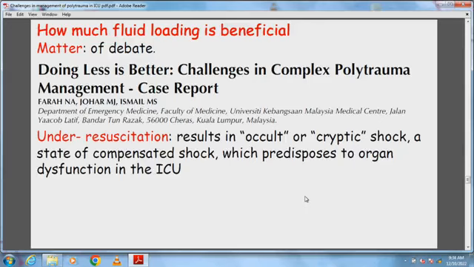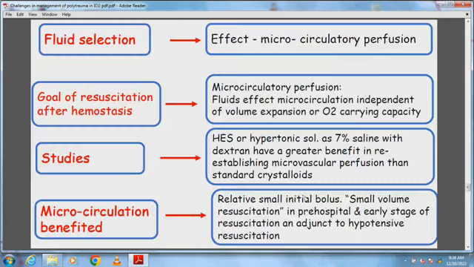This was a case report in which they say doing less is better. But there is also a school of thought that under-resuscitation can result in occult or cryptic shock, and a state of compensated shock can predispose to organ dysfunction in the ICU. Fluid resuscitation also affects microcirculatory perfusion, the goal of resuscitation after hemostasis, independent of volume expansion or oxygen capacity. Some studies recommend hetastarch, hypertonic 7% saline, and dextran as having greater benefit than crystalloid, but microcirculation benefits from a relatively small initial bolus, small volume resuscitation in the pre-hospital and early stage of resuscitation, adding to hypotensive resuscitation.